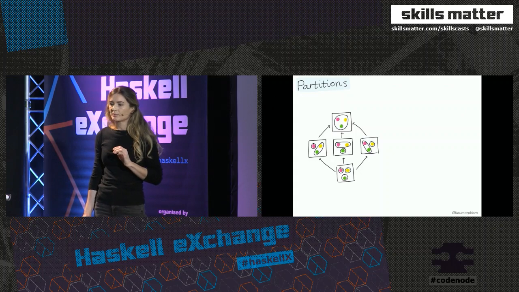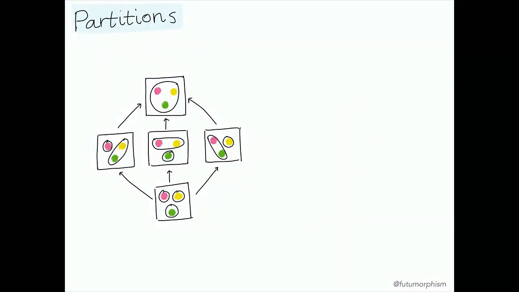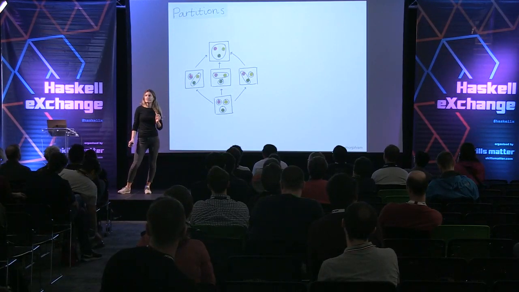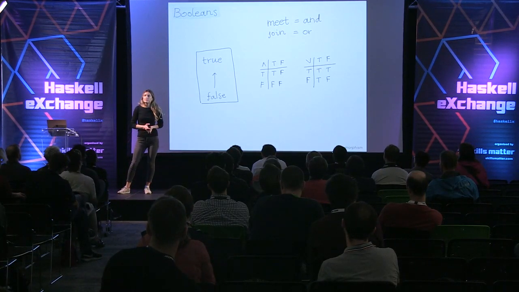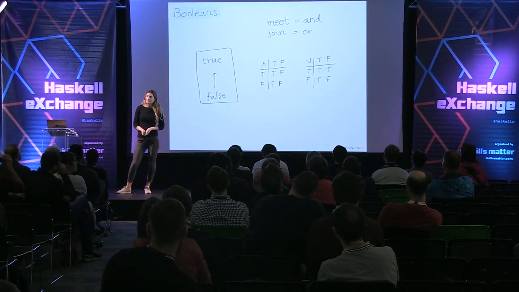So what are some examples of preorders? Well, partitions that we just saw is a preorder because it satisfies these properties. And the order relation is as we defined it with the function. We can also define the Booleans to be a preorder by setting false to be less than or equal to true. So this is the Hasse diagram for bools. And we can see that meet is and, join is or.